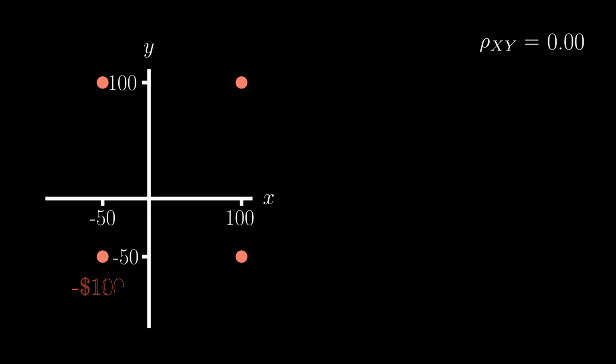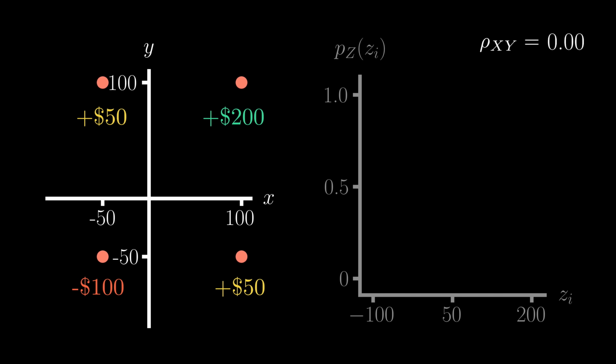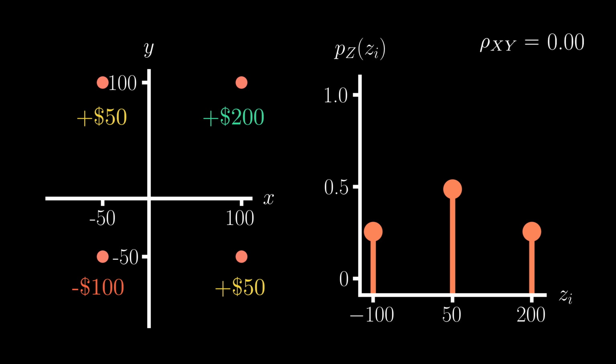We could either lose both bets, losing $100 total, we could win one and lose one, resulting in a net gain of $50, or we could win both bets, totaling $200. From this, we can plot the probability distribution of Z and compute its mean and standard deviation, capturing its central tendency and overall dispersion. In this case, the mean is around $50 and the standard deviation is around $106.